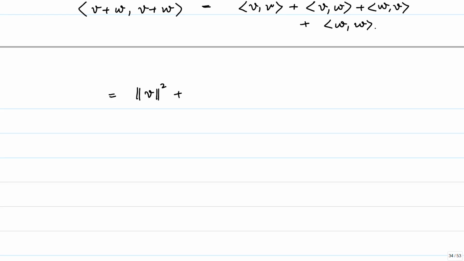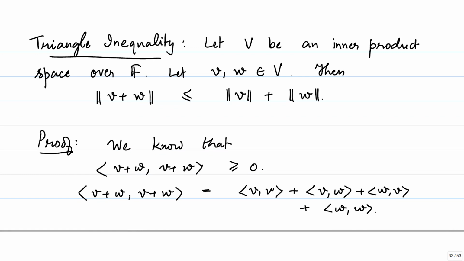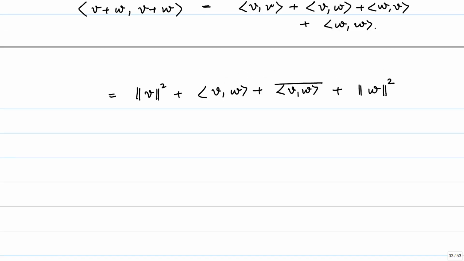plus the inner product of V comma W plus, what is the inner product of W comma V? It's just the inner product of V comma W conjugate, plus the length of W square, by the very definition of length. So what are we considering? We are just considering the inner product of V plus W with itself. So that is nothing but the length of V plus W the whole square, isn't it?